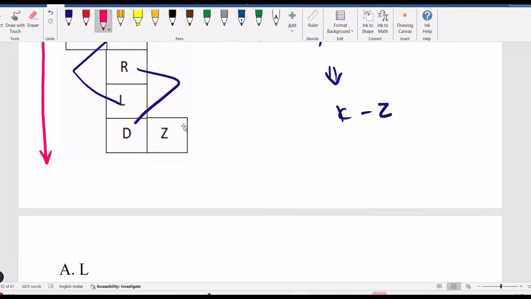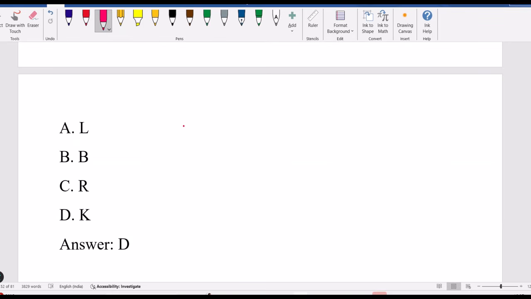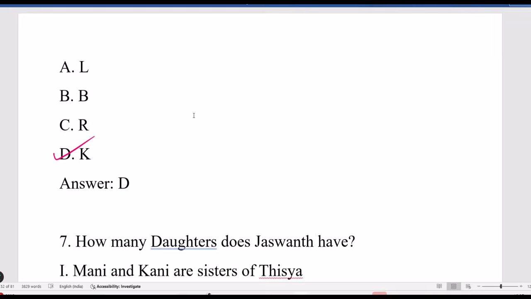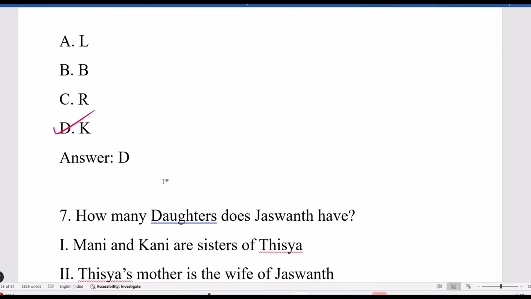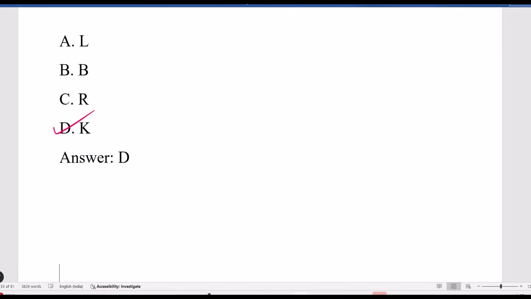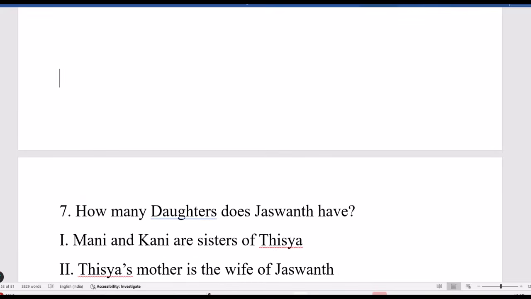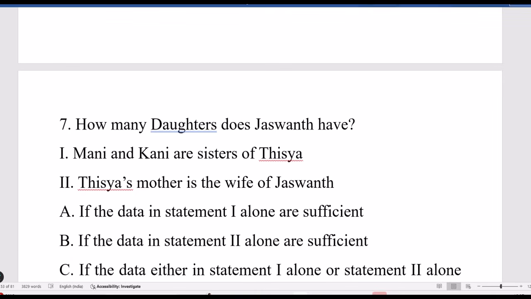Next, how many daughters does Jashwant have? It's again related to data sufficiency, blood relations mapping. One alone, two alone, together, put together not sufficient. You decide.